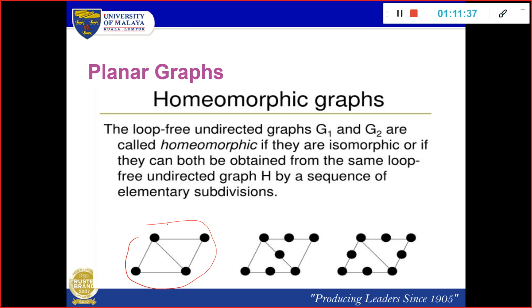This is the graph G1. This is subdivision number one. You add between two vertices, you add one vertex and these edges. And this is subdivision number three. Each of the outer ring edges, you put one vertex each. So all of these, G1, G2, and G3, are homeomorphic graphs, the same type of graph.